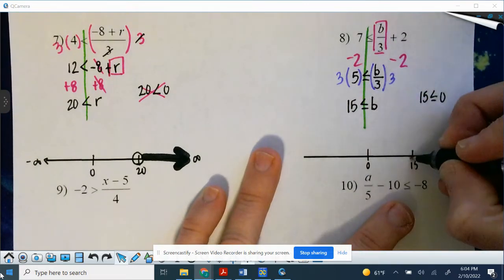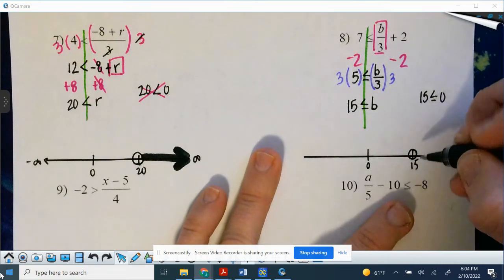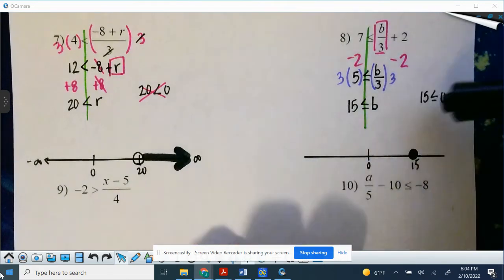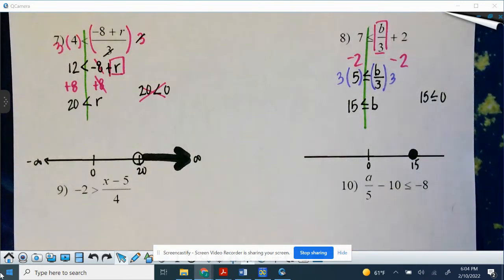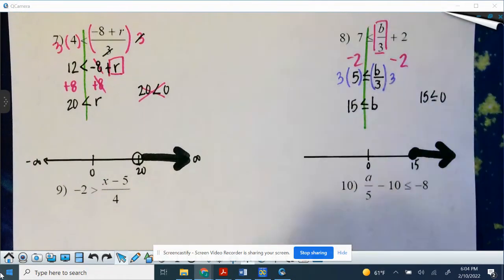At our 15, we're going to draw a circle. Decide, is it closed or open? That is an equal to, so we're going to color that in. Our test point with 0 is not correct. 15 is not less than 0, so we're going to shade away from our 0 point.